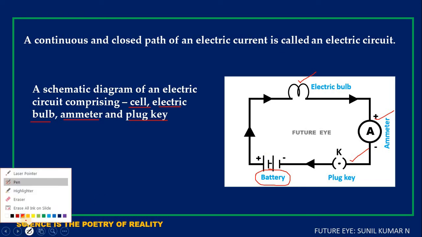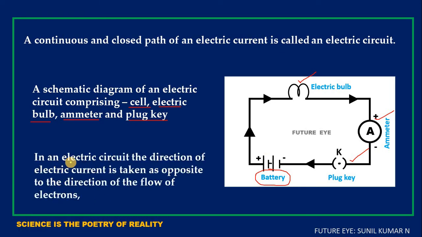And the next statement is very important to understand, children. In an electric circuit, the direction of electric current is taken as opposite to the direction of flow of electrons. Very important statement it is, children. You know how electrons will flow. Just in the last slide we have discussed. Electrons flow from the negative terminal of the battery to the positive terminal of the battery. It means negative terminal here, positive terminal here. It has to flow in this direction. Means like this it has to flow.